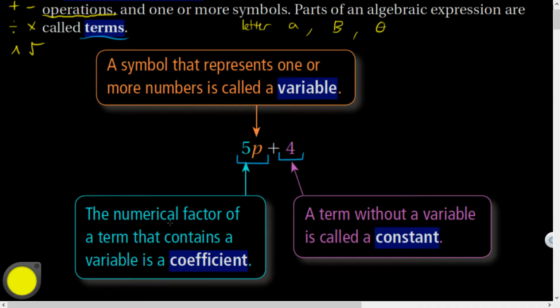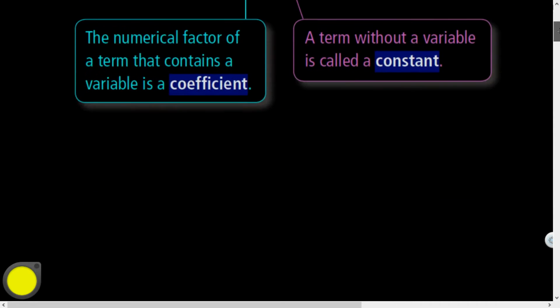The numerical factor of a term that contains a variable is a coefficient. The coefficient is the number in front of the variable. The 5 is your coefficient here. And a term without a variable is called a constant. Regarding coefficients, while we're on that thought, here we go, coefficients. You could fit this somewhere down next to yours.